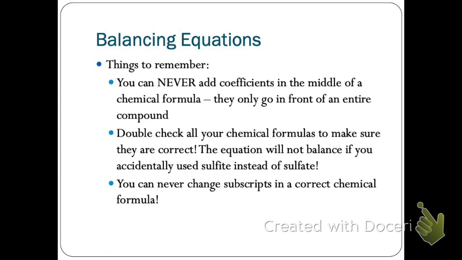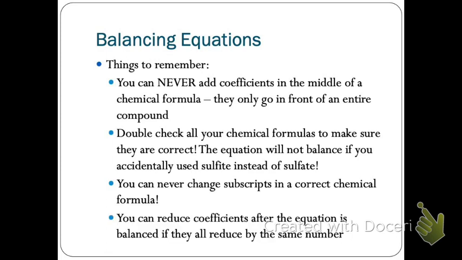And then the very last thing says you can reduce coefficients at the very end if they're all reducible by the same number. Yeah, perfect. Okay, so at the very end, if we have coefficients that are 2, 2, 2, 4, right? Those are all reducible by the same number, and we'd bring them down to 1, 1, 1, 2, right? If they were reducible by the same number.